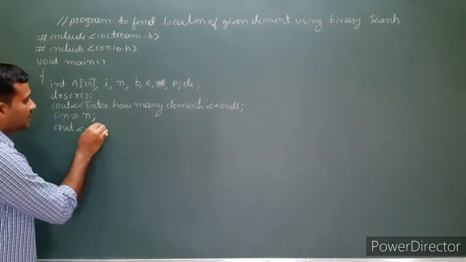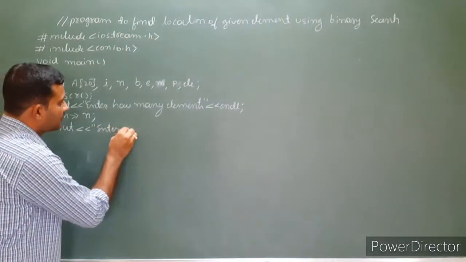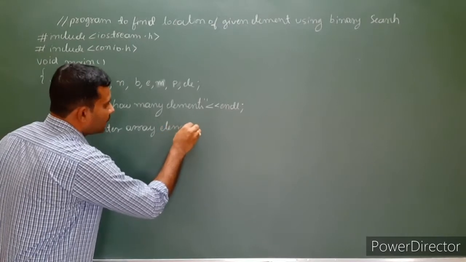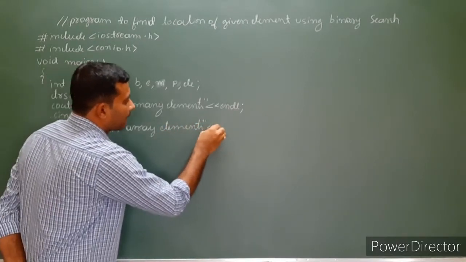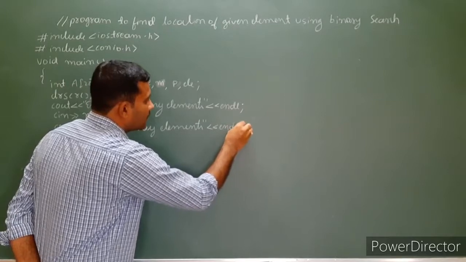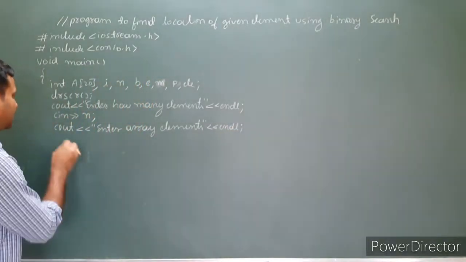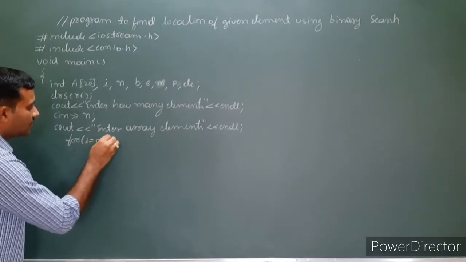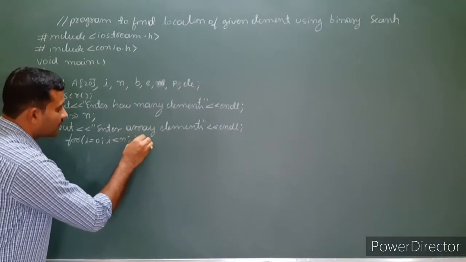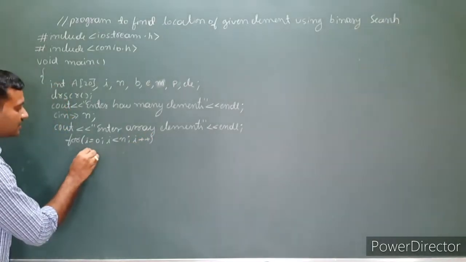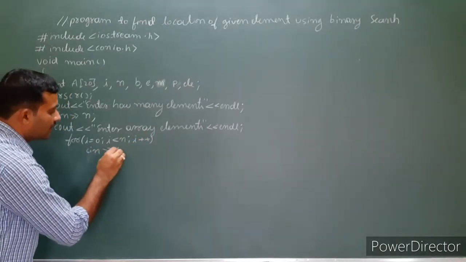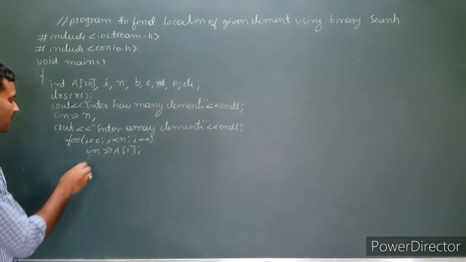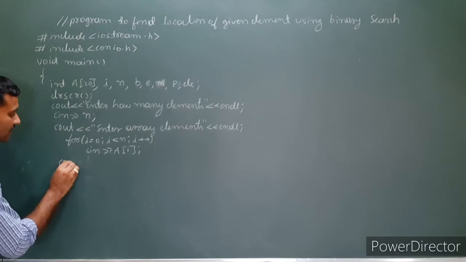cout "Enter array elements". How to read? Using a for loop: i equals 0, i less than n, i plus plus. cin extraction array of index value. After reading the array elements, read the searching element.